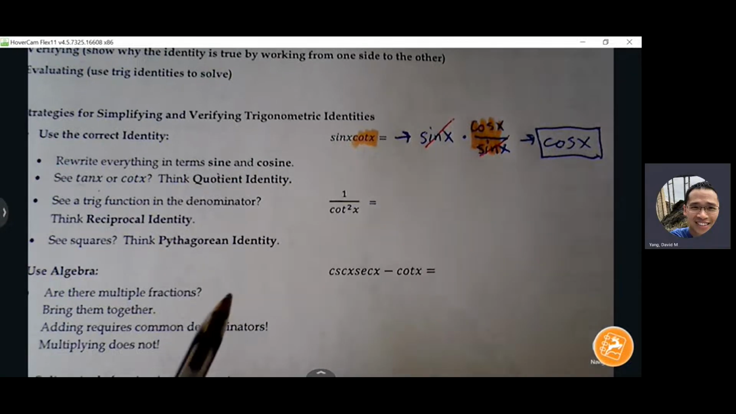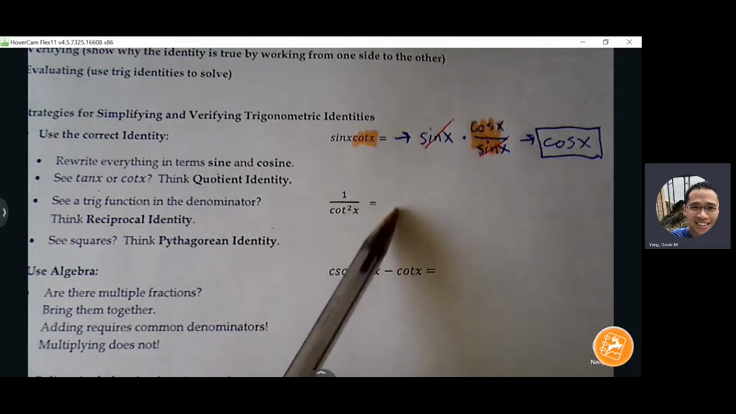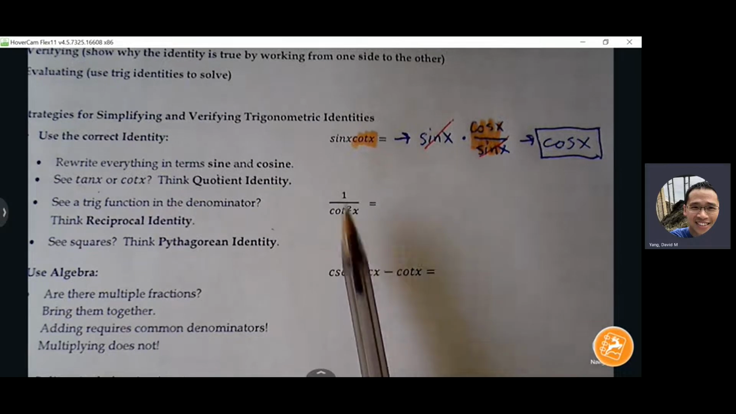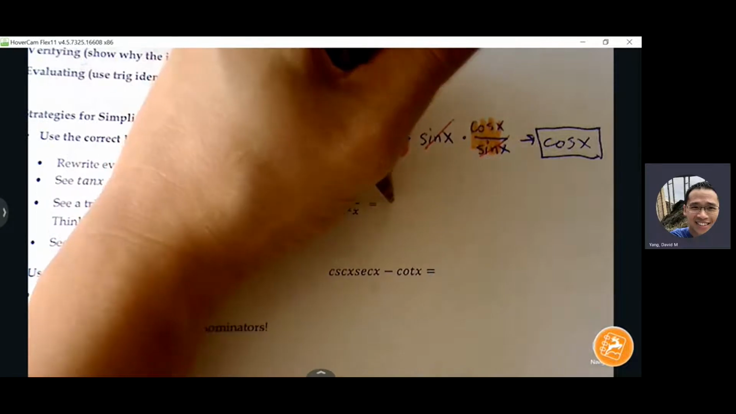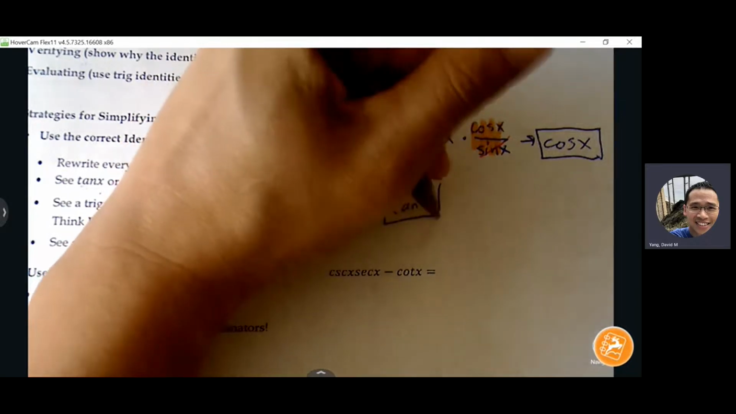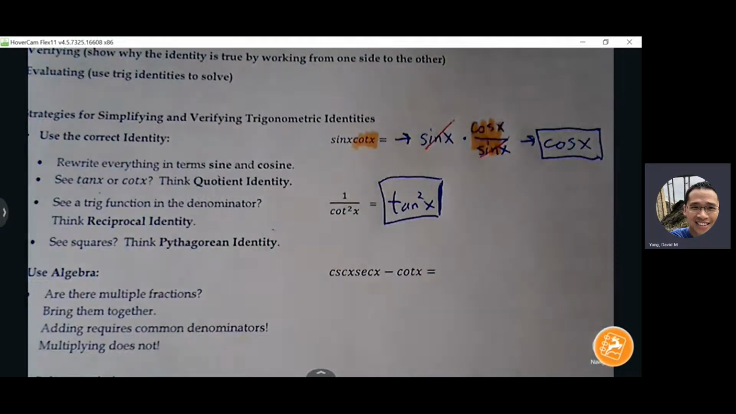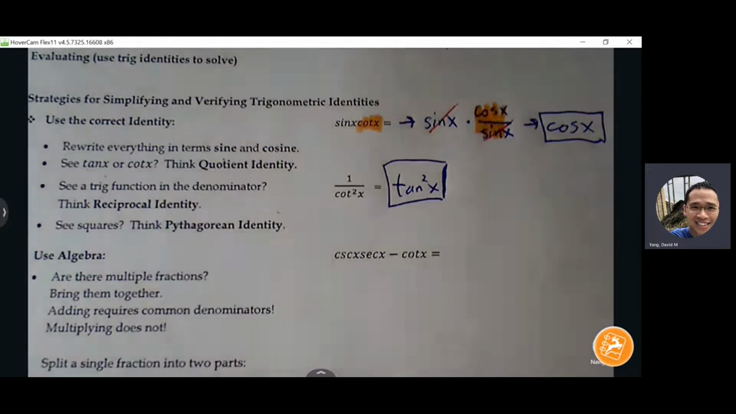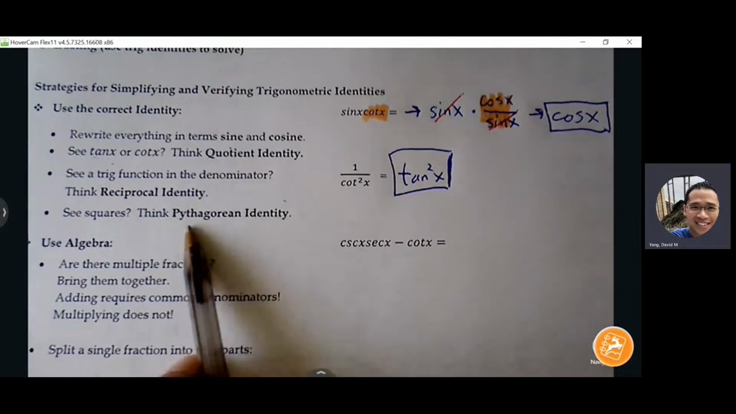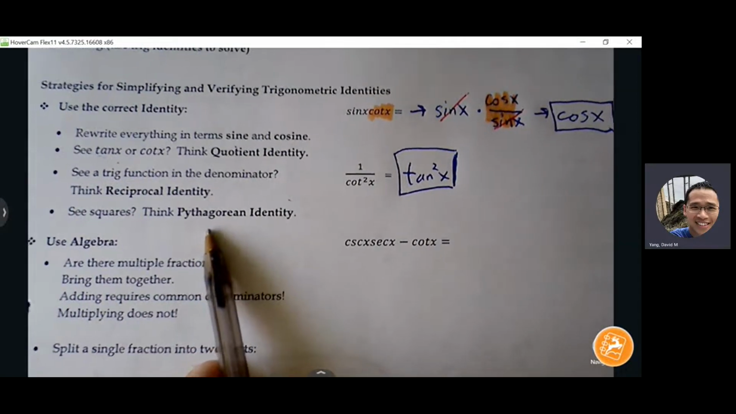If you see a trig function in the denominator, sometimes it's helpful to bring it up using the reciprocal identity. So what's 1 over cotangent squared the same thing as? Tangent squared. And sometimes that can help us move to the next step. But right now we're just talking about some strategies that we can use in more extended problems. If we see squares, think Pythagorean identity, so we can look at some of that a little bit later.